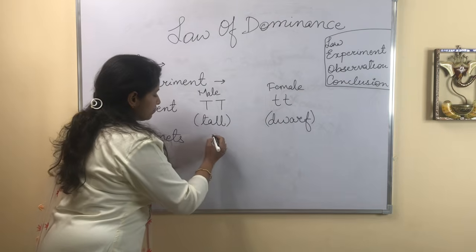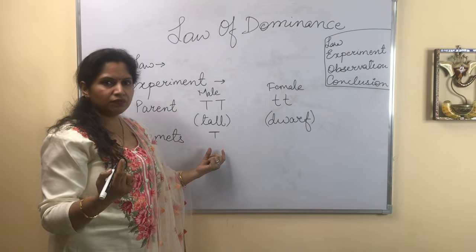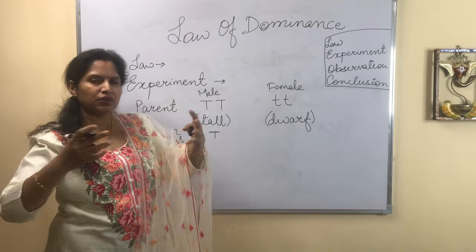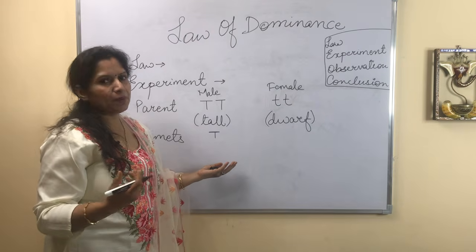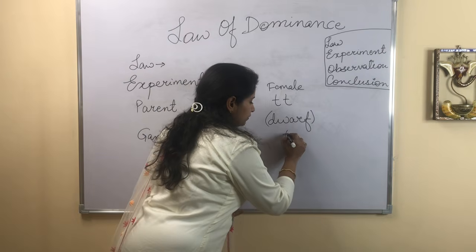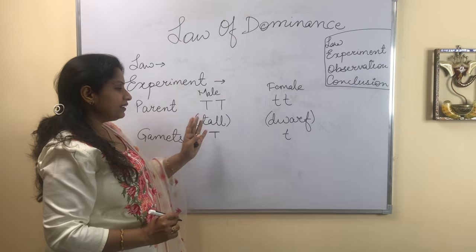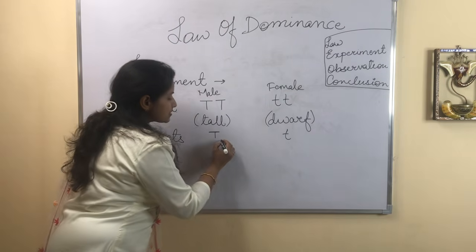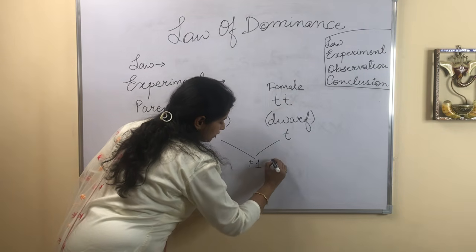So when the gametes will be formed, the tall plant will be having just one type of gamete, that is capital T, because however many gametes are formed, there is only one possibility of having a capital T only. Similarly, when the ovum will be formed, that will be having a small t. Now when these two gametes fuse together, that will result in the formation of the F1 generation.